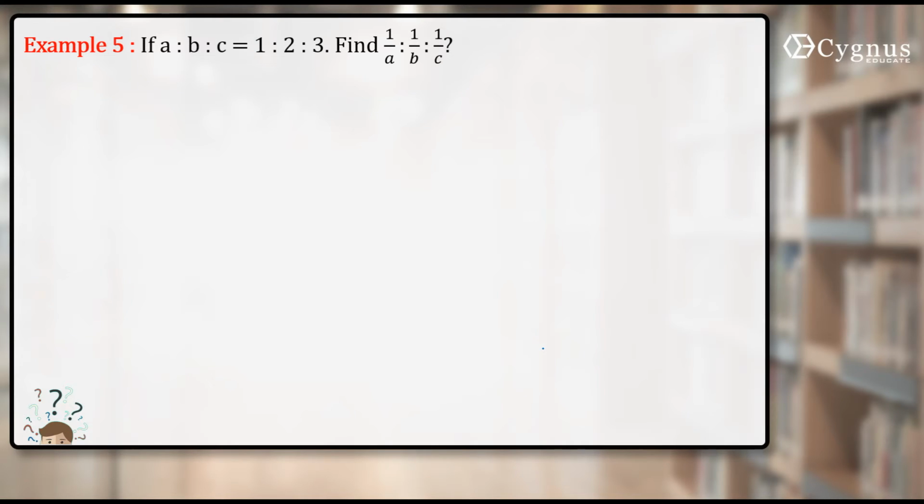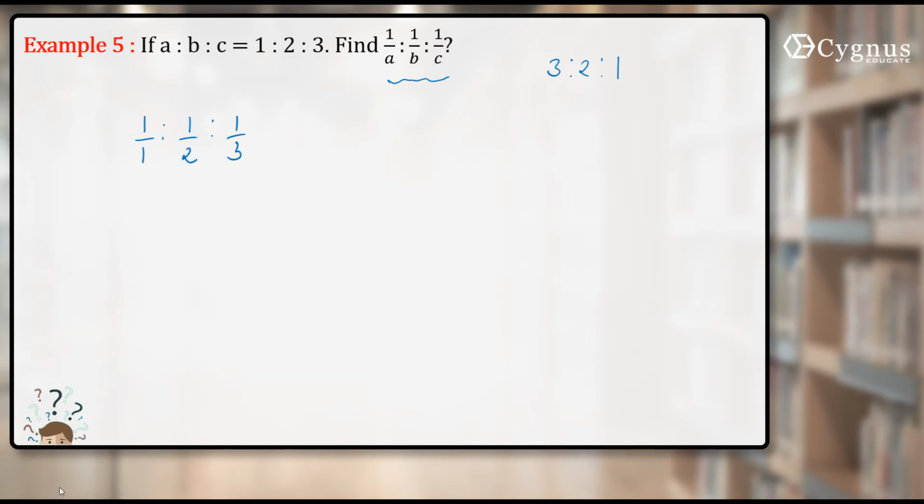A is to B is to C is 1 is to 2 is to 3. So what's the inverse ratio of A, B, C? He's asking 1 by A is to 1 by B is to 1 by C. Now, is it 3 is to 2 is to 1 according to the logic of the previous slide? Let's cross check it. I'm looking for the ratio of 1 by A. So 1 by 1. Next one is what? 1 by 2. Then we have 1 by 3.